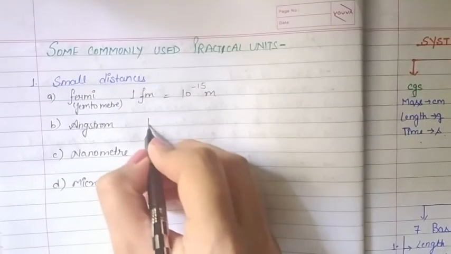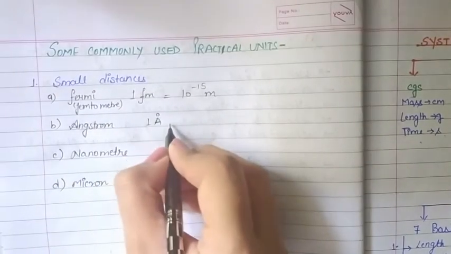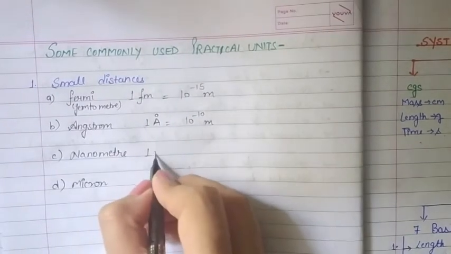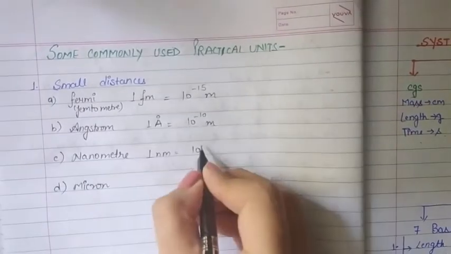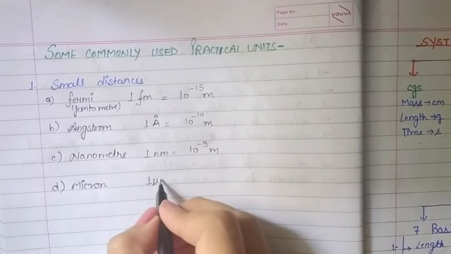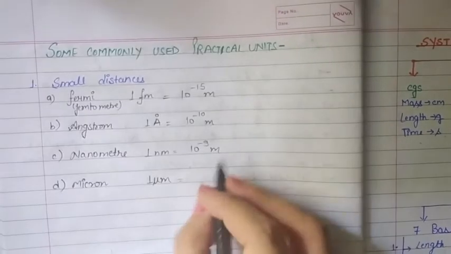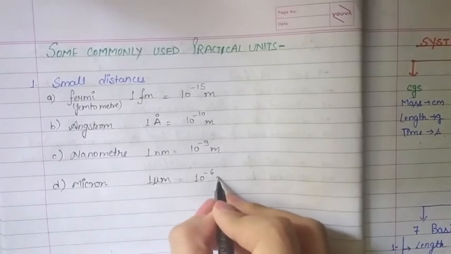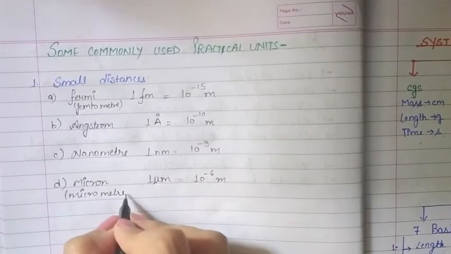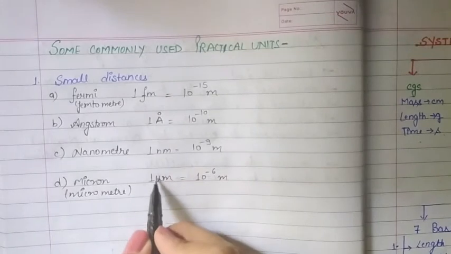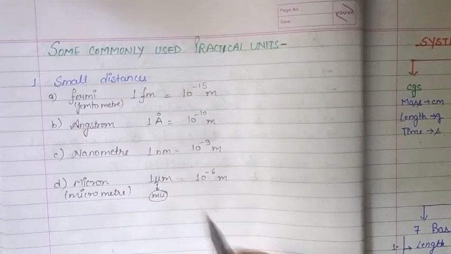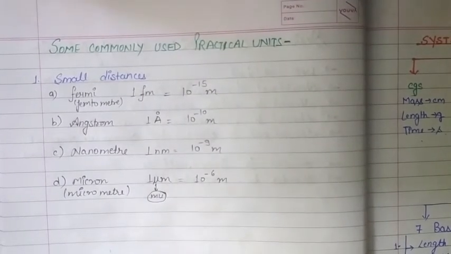Similarly 1 angstrom is equal to 10 to the power minus 10 meters. 1 nanometer is equal to 10 to the power minus 9 meters, and 1 micron, micron or micrometer, is equal to 10 to the power minus 6 meters, right? It is also known as micrometer. Mu m, this letter is called mu. Micrometer is equal to 10 to the power minus 6 meter.